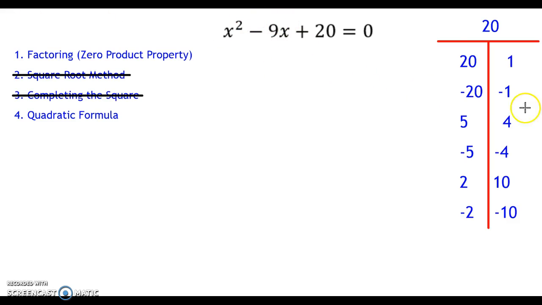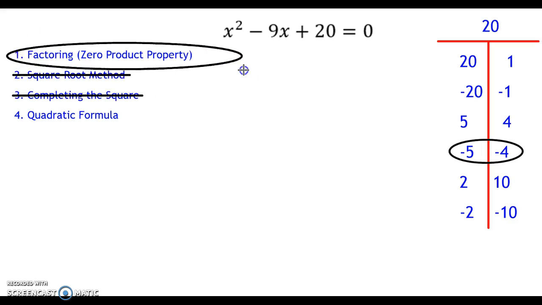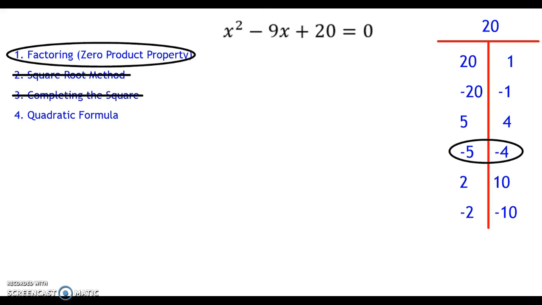And you can see in this t-chart that we've listed all the factors that multiply together to give us 20, and one of them adds together to give us negative 9, and that's negative 5 and negative 4. This is the one we're selecting, by the way. In order to use that factoring property, we're going to create 2 different binomials that are multiplied together that are equivalent to the trinomial that you see here. And as you can see, we replaced x squared minus 9x plus 20 with x minus 5 times x minus 4. And I'm telling you that this product of 2 binomials is going to give you that trinomial.